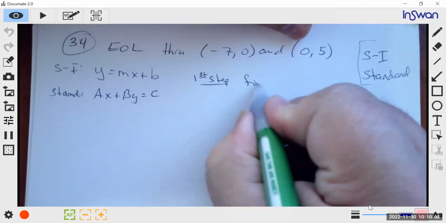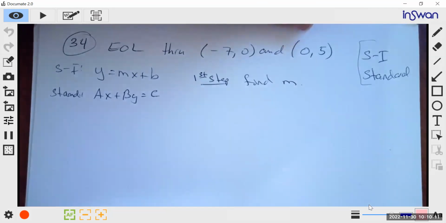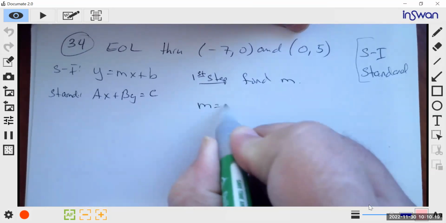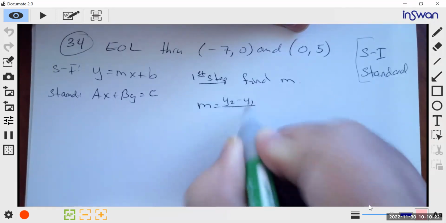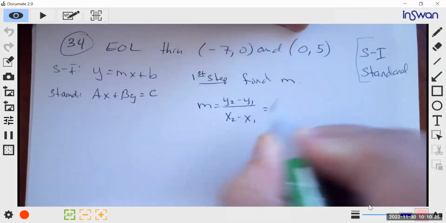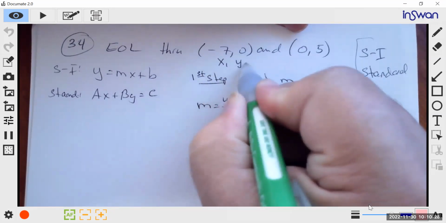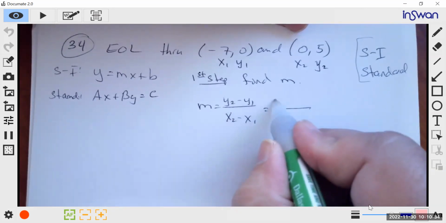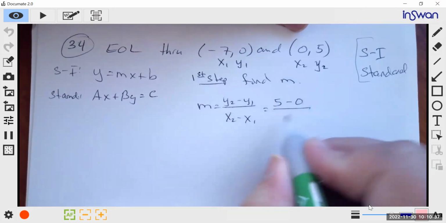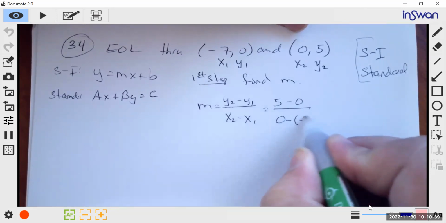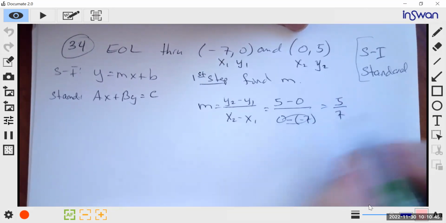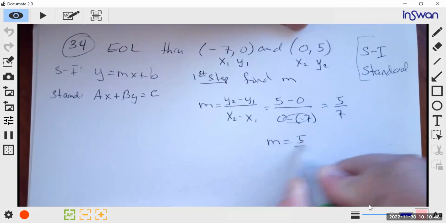First step, find the slope, because you have to have a slope and a point to find the equation of a line. y2 minus y1 over x2 minus x1. This is the first point, second point. y2 is 5 minus 0, over 0 minus -7. Negative is positive. So the slope is 5/7.